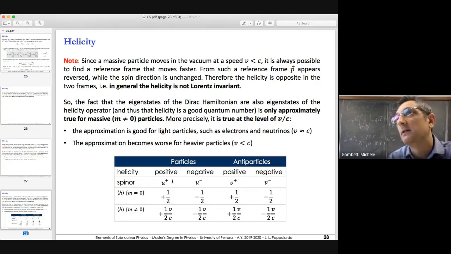Okay, so these are the four helicity spinors. U plus, U minus for the particle, V plus, V minus for the antiparticle. Then, if your particle is perfectly massless or you completely neglect the mass, then the eigenvalues, as we have seen on the blackboard, are plus or minus 1/2. However, if you cannot neglect the mass, and so if your speed is lower than the speed of light, then you have to correct this 1/2 by the ratio v over c, okay? And this is your, let's say, level of approximation.